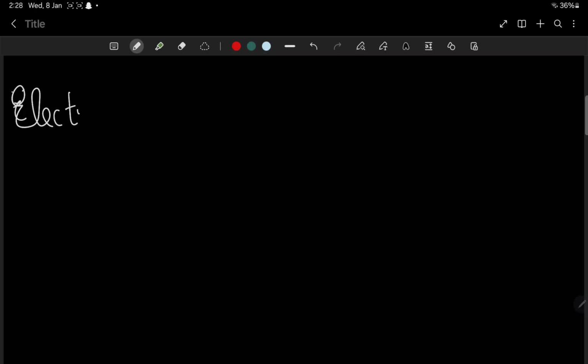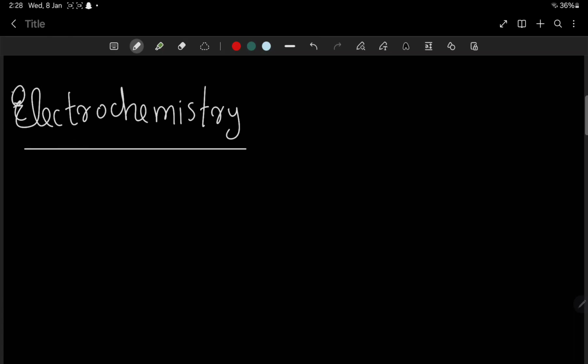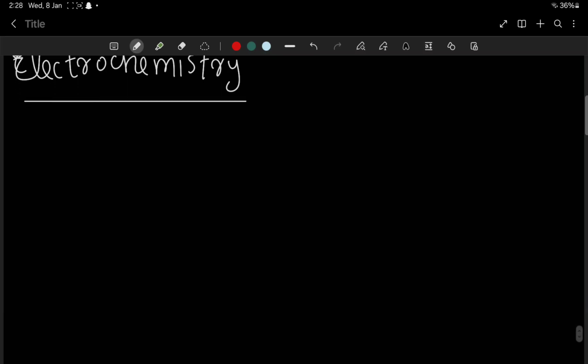Next chapter is electrochemistry. Some people feel this chapter is tough. I don't know why, but this chapter is easy. I also felt this chapter tough, but really this chapter is easy. First of all, this chapter is telling us about different types of cells. First of all, this chapter is giving us the idea of the galvanic cell.